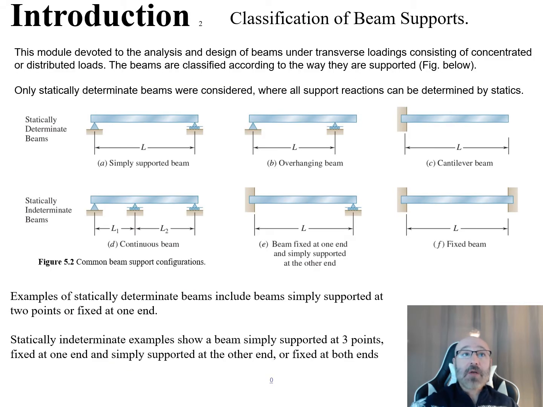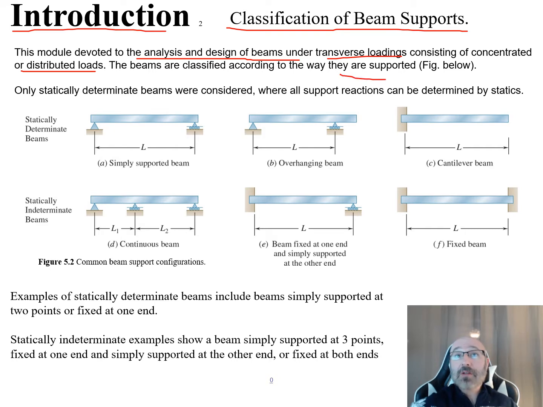So as we continue on with our introduction to Chapter 5 in our textbook in Module 7, what we're going to take a look at next is the classification of beam supports. So this module, Module 7 here, is devoted to the analysis and design of beams under transverse loadings consisting of concentrated or distributed loads. So the beams are classified according to the way they are supported. So this is going to be important to understand how they're supported.